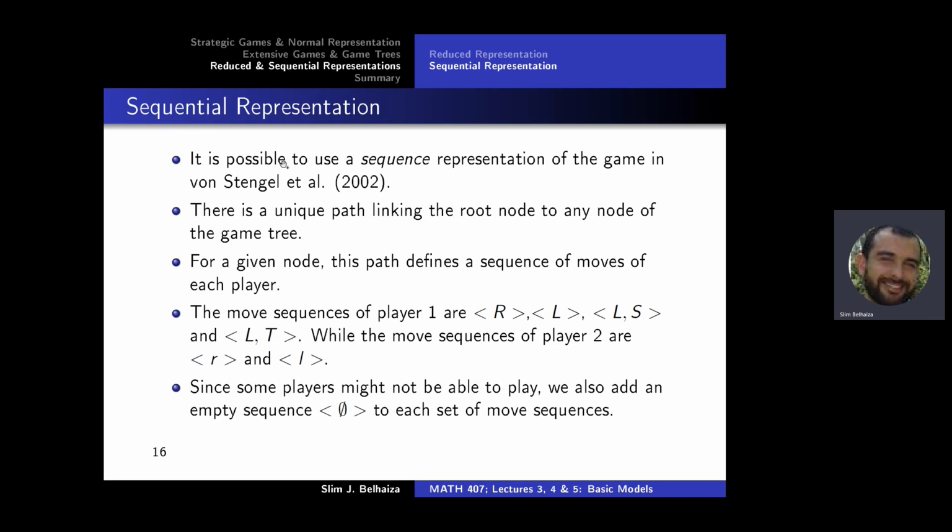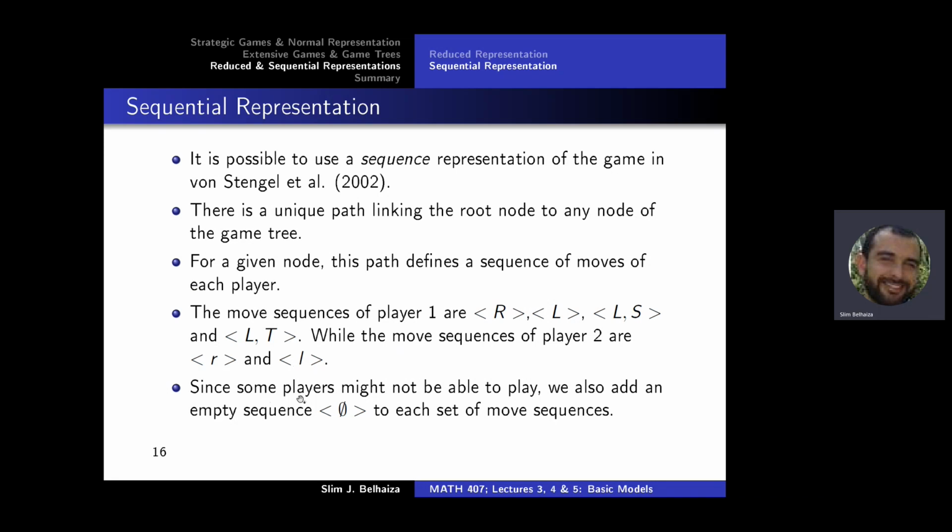And it's possible to use the sequential representation as first proposed by Von Stengel 2002. There is a unique path, in fact, in the game tree which links the root node to any node of the game tree. So for a given node, this path would define a sequence of moves for each player. And the move sequences for player 1 would be R, L, LS, and LT. And you can see that there is a link between LS, LT, and capital L. While the move sequence for player 2 is much simpler, it's just small r and small l.